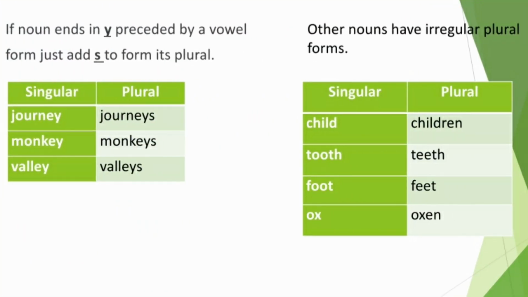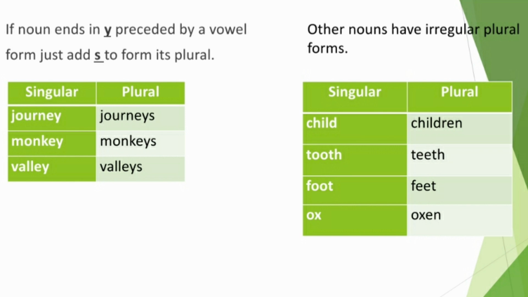If a noun ends in y preceded by a vowel, just add s to form its plural. Singular to plural examples: journey, journeys, monkey, monkeys, volley, volleys.